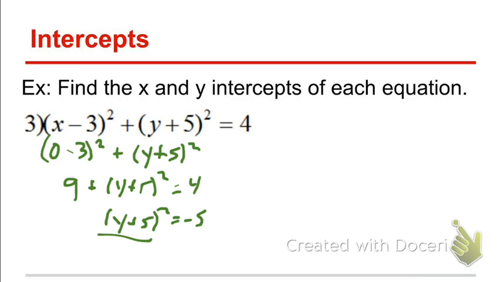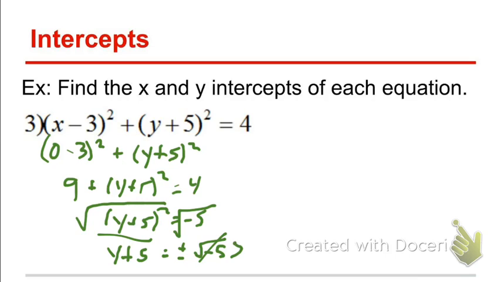Now you have something being squared that is equal to a negative number, which is impossible. You can never square a real number and get a negative number. You'll always get a positive number or 0. So there's no solution here. If you took the square root of both sides, you'd get y plus 5 is equal to plus or minus the square root of negative 5, which is not a real number. We'll learn later that that's equal to 5i, but that still cannot be graphed on an x and y axis. So there's not going to be a y-intercept. When asked for the y-intercepts of this equation, there are none. And I'll explain how that's possible in a second.